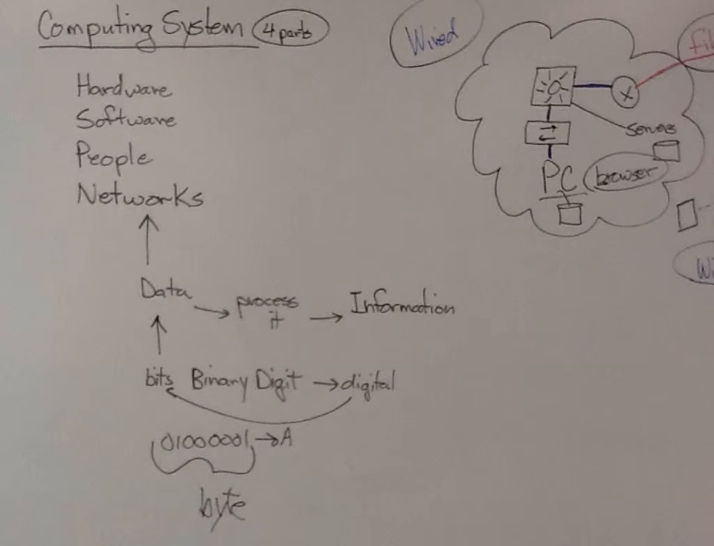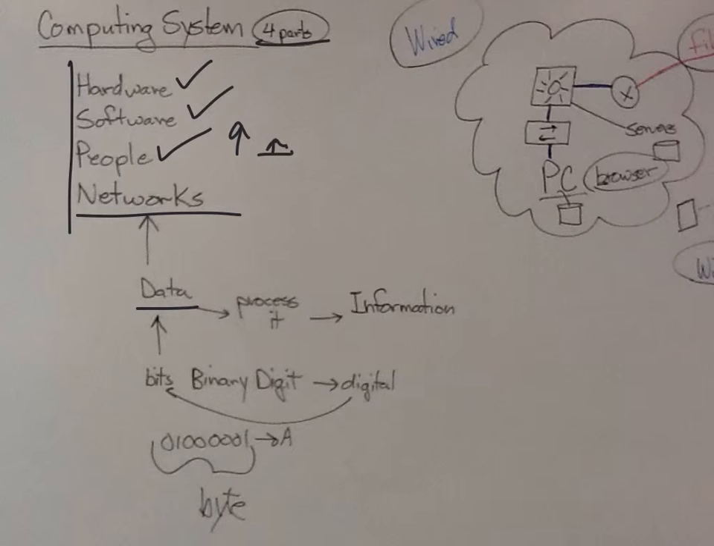Alright. Little review. 4 main parts of the computer system. Okay? The equipment, the software that makes it work, obviously people are involved. In some cases a lot, in some cases just a little. Okay? And networks allow us to move the data. And data, okay, data are raw facts that are processed into information.